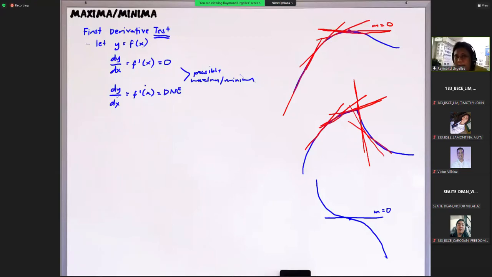So, okay, after nito, kailangan pa nating malaman kung siya ay isang actual maximum or actual minimum. Paano natin siya malalaman? Sa slope. Makikita natin dito, sa maximum, habang umaakyat yung tangent line natin, paliit ng paliit yung slope. So therefore, yung f'(x) natin is decreasing. Sa kanan naman, habang bumababa siya dito, palaki naman ng palaki yung slope natin, papunta sa negative. Kaya dito from a high positive to 0, papunta sa high negative.